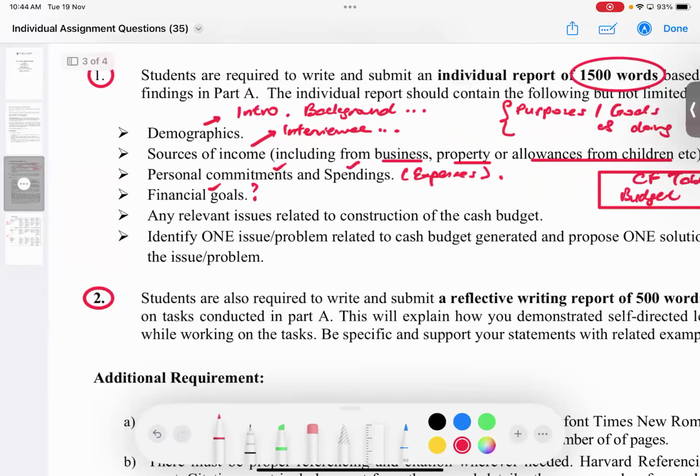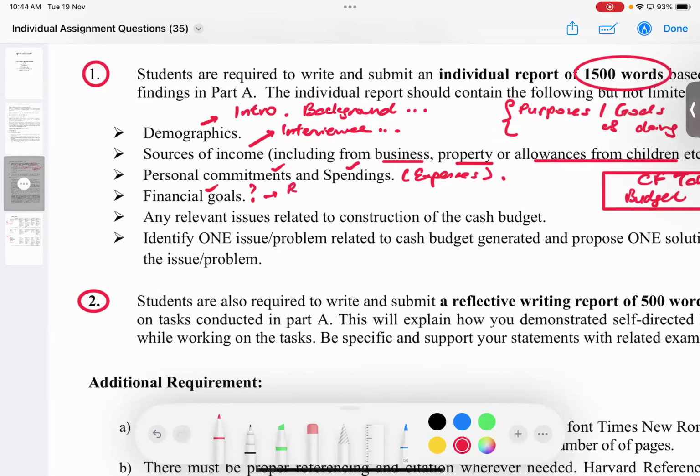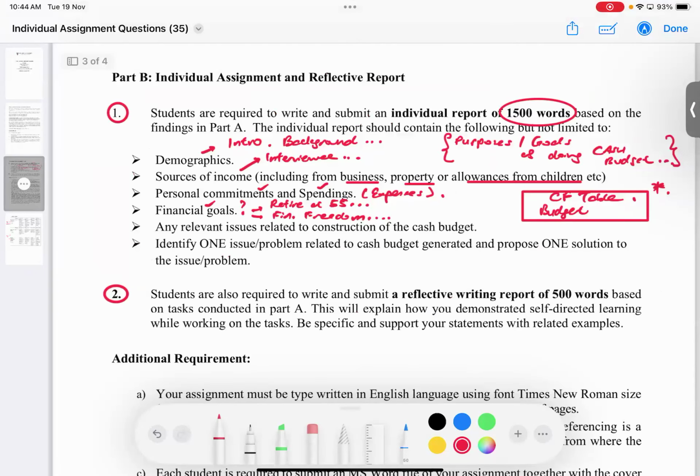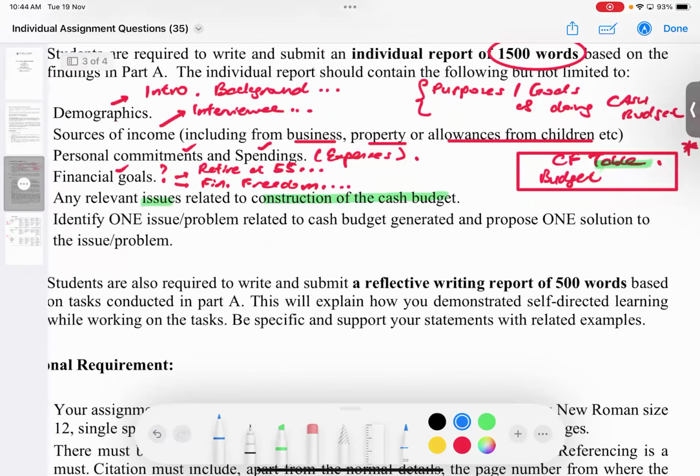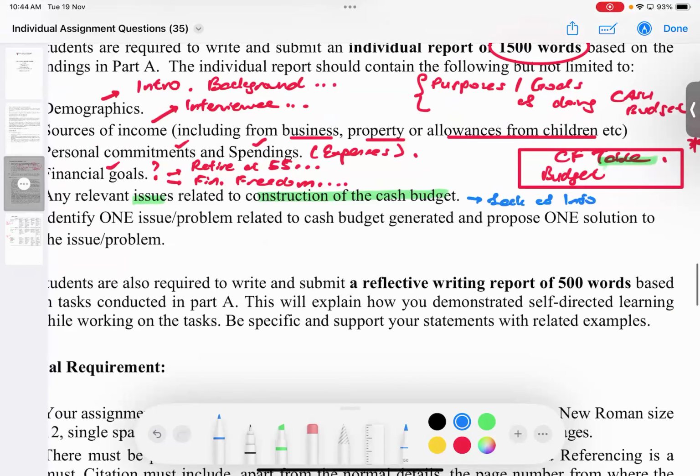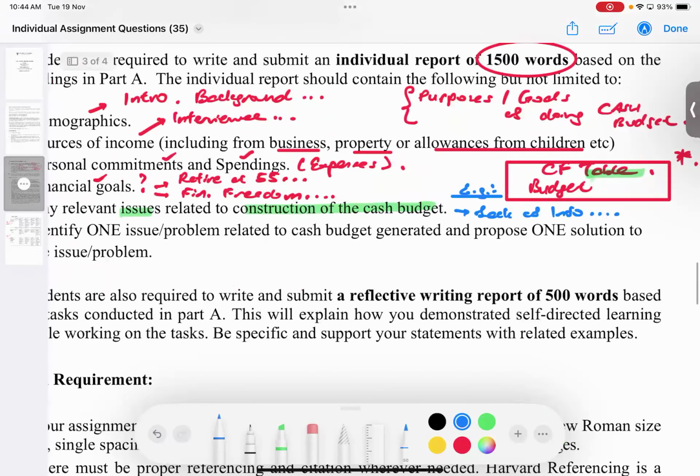Maybe, for example, to retire early, at the age of 50, or retire at 55. Or you can talk about how the person wants to achieve financial freedom, for example. Comment about it. Then here you talk about any relevant issue related to the construction of the cash budget. When you draft this table, any problem that you encounter, for example, lack of information. People do not want to share too many details because of privacy.